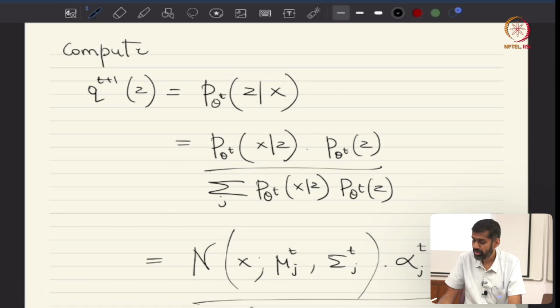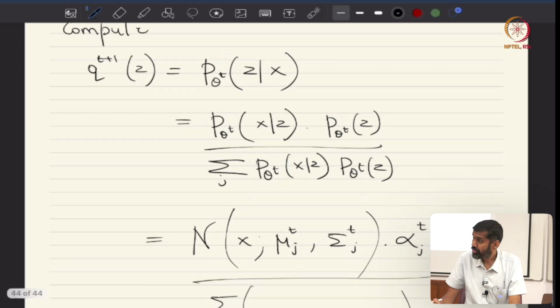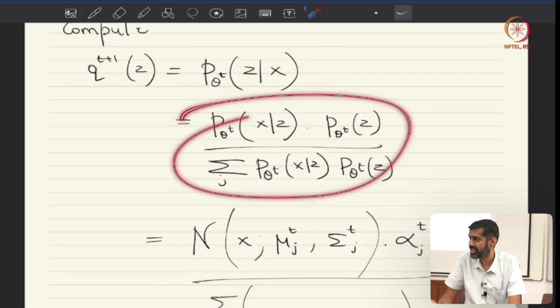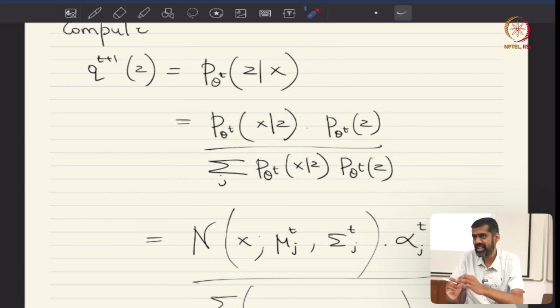So this will be computed for every j. Which one? The numerator. Of course, absolutely correct. This should be computed for each j because this is a distribution over z. You don't have to do it for every z. This will become a function of j, that's it. z is a discrete random variable with m possible values, so this distribution will be a discrete distribution with m possible values.